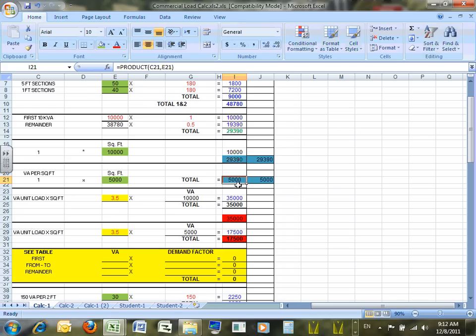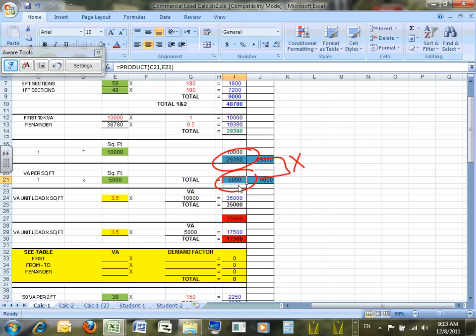Now I'm sure William is saying, Chad, this is 1 volt ampere per square foot. But what happened to the 180 times the number of receptacles? Well, these are future. I have no idea how many receptacles are going to be there. Okay, cool. Before I leave this step, I want to make sure everybody knows this and this.